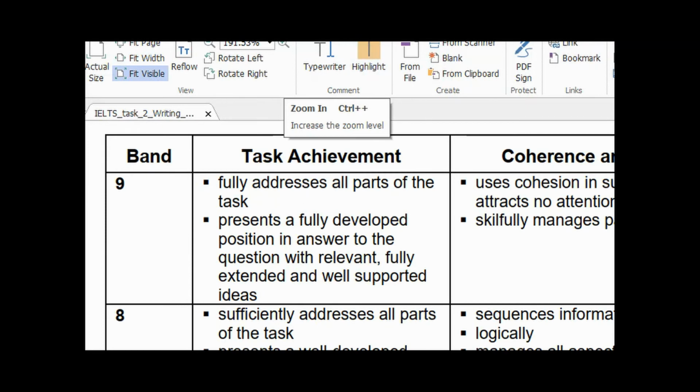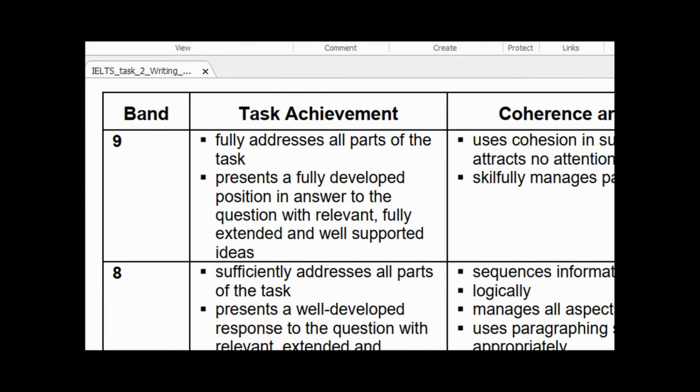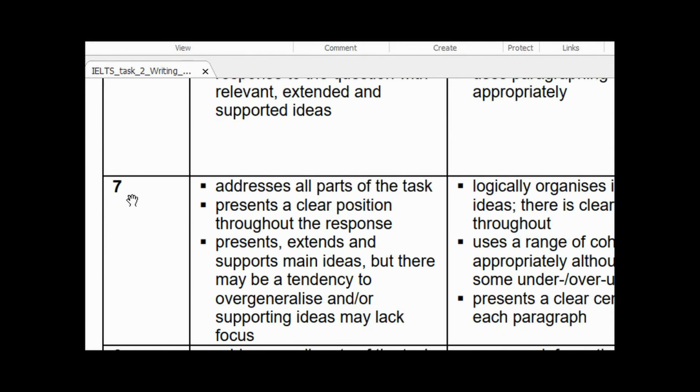All right, so let's have a look at task achievement. Let's look at band 7. For band 7, you would need to address all parts of the task. There would need to be a clear position throughout the response, and your main ideas need to be presented, extended, and supported.